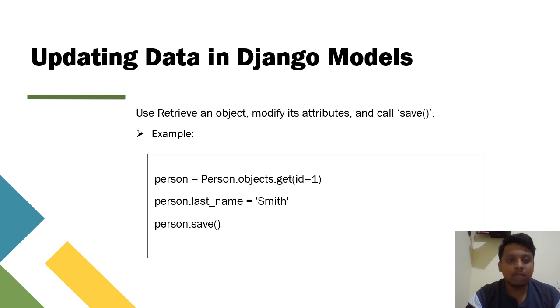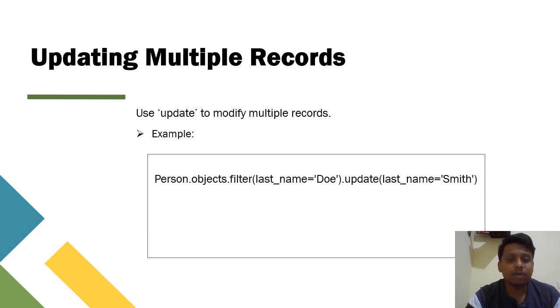Now let us look into updating data in Django models. We retrieve an object, modify its attributes, and call the save method, like save(). Example: person equals Person.objects.get(id=1), where we get the first person, and we can update person.last_name equal to Smith. We can change the last name to Smith, and to save that update, we use the command person.save().